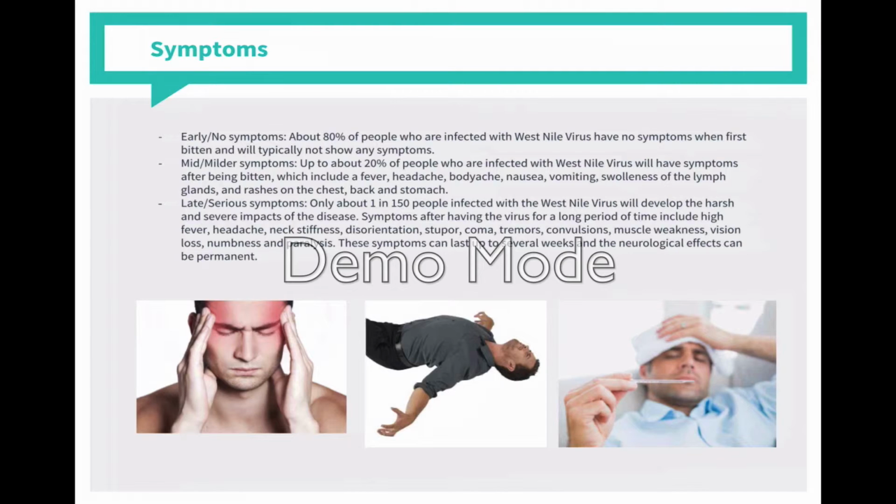Only about 1 in 150 people infected with the West Nile virus will develop the harsh and severe impacts of the disease. Symptoms after having the virus for a long period of time include high fever, headache, neck stiffness, disorientation, stupor, coma, tremors, convulsions, muscle weakness, vision loss, numbness, and paralysis. These symptoms can last up to several weeks, and the neurological effects can be permanent.